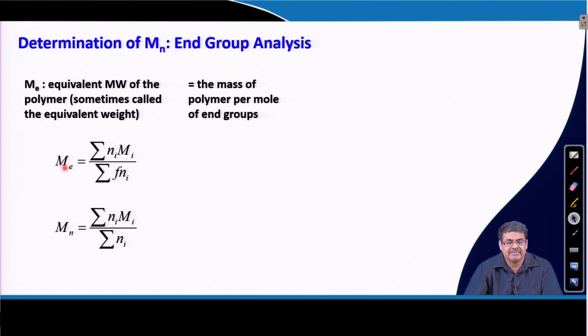Hence, this is the average mass of polymer per mole of N groups. And we know Mn is given by this expression, hence Mn will be given by F into Me. Me we can determine quantitatively by these techniques which I showed in the last page, and if we know the F value, which is the number of N groups per polymer molecule, then we can find out Mn.